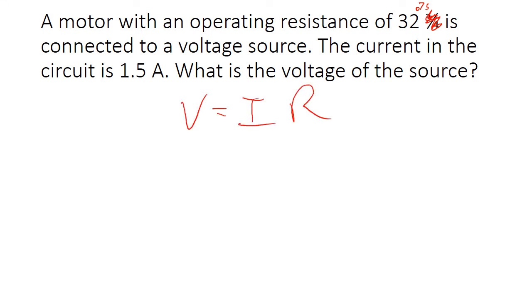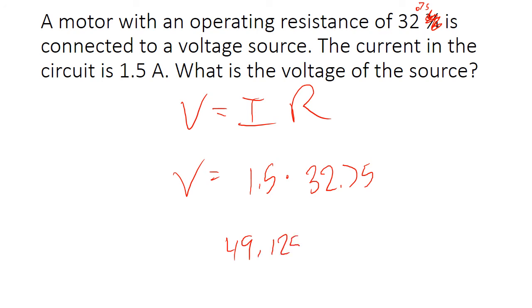Oh, I didn't think it'd take you that long. Anyways, V is equal to I times R. The voltage is unknown, but I is equal to 1.5, and the resistance is 32.75. So we're going to get out our fun calculating machine and do 1.5 times 32.75, and we get 49.125. And this is going to be in volts.